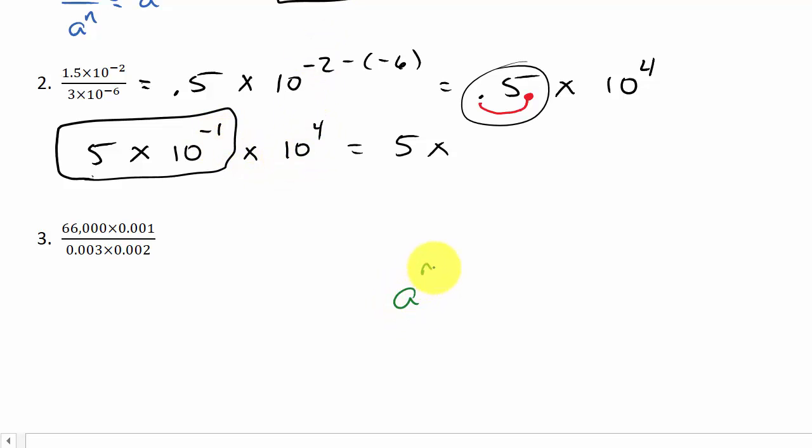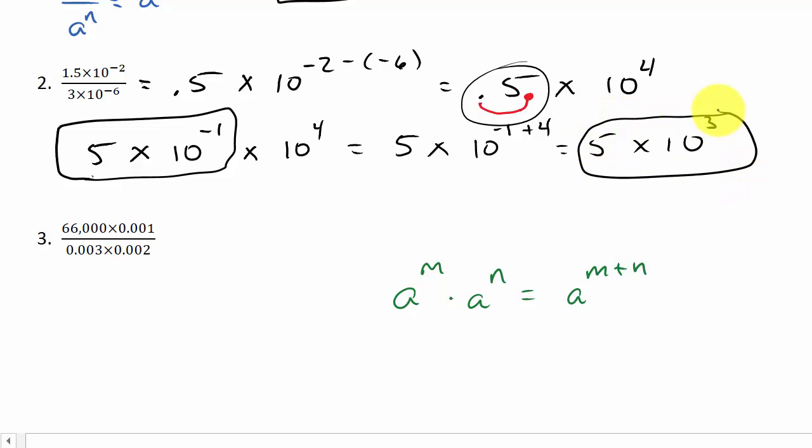Well, remember, a to the m times a to the n. I'm multiplying. I have like bases, so that means I add the exponents. And so that's going to give me times 10 to the -1 plus, I'm sorry, plus 4. Okay, and so that's going to be 5 times 10 cubed. And of course there we left that in scientific notation.